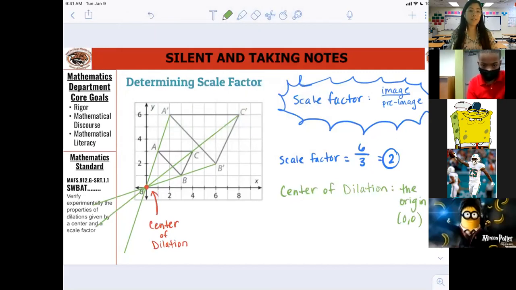And that's always how it's going to go. It's not always going to be at the origin. It can be in different places, but no matter where it is, it's the place where those lines will always meet up. Any questions on that? All right.